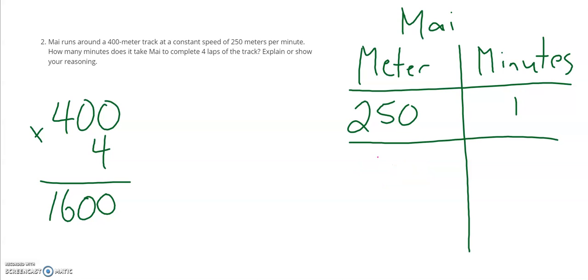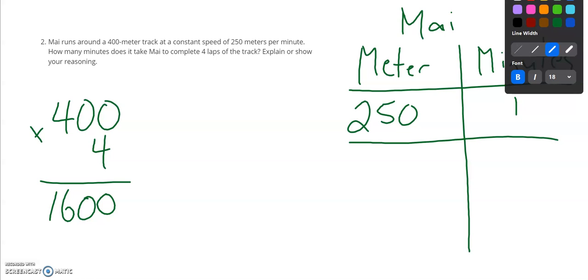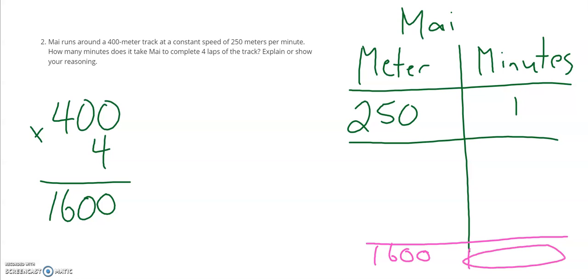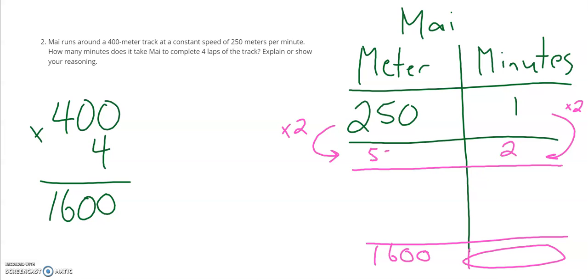I'm going to do this a little differently. 1600 meters is what we want to know. How many minutes? I'm going to use some of our older strategies. We can multiply by 2, and that would be 2 minutes. 250 times 2 is 500. That'll give us 500 meters.